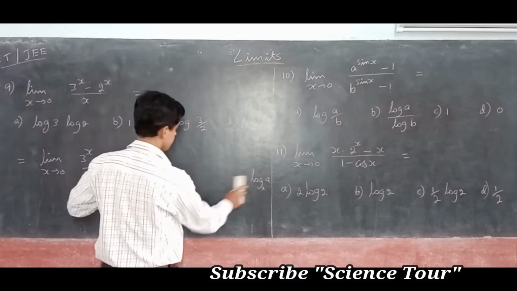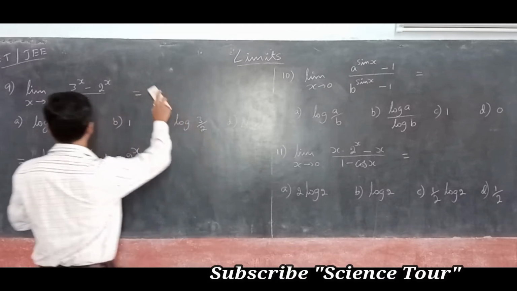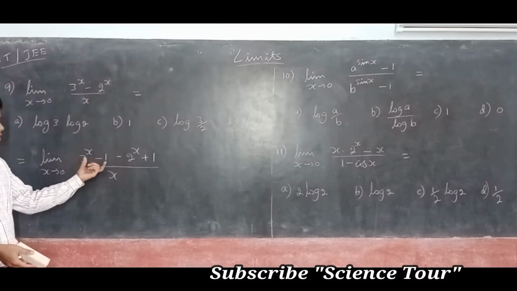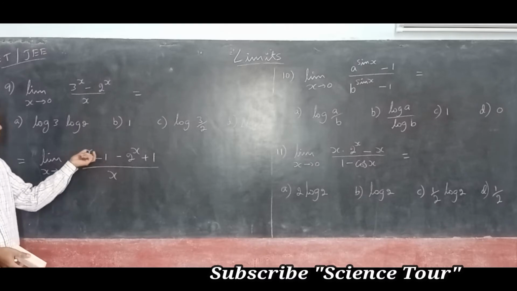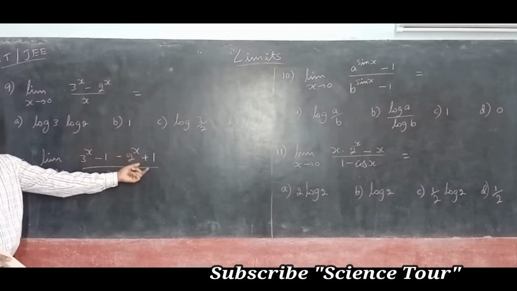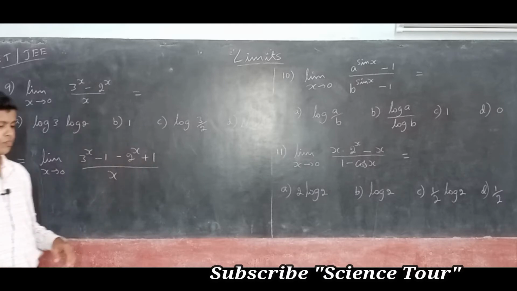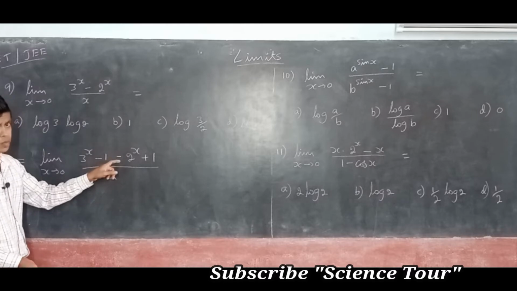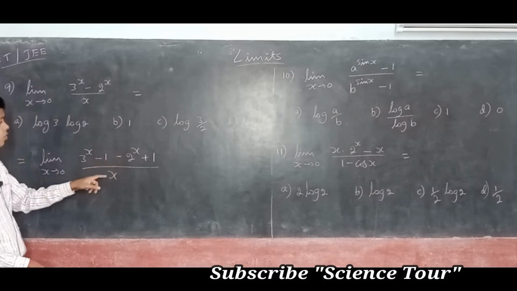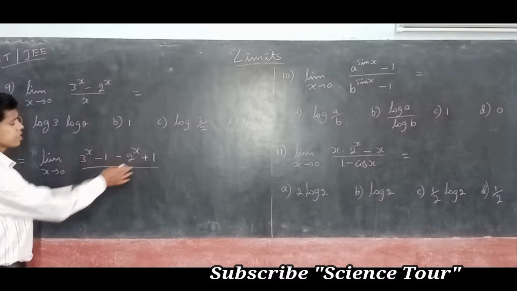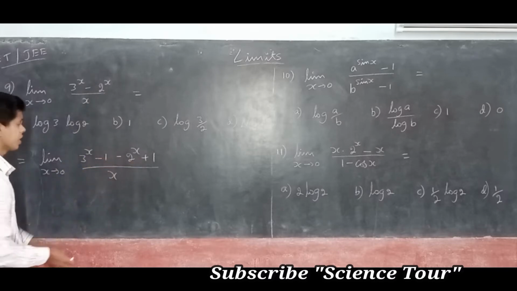So now what shall we do next? We need to have 3 raised to x minus 1 divided by x, and we need x there as well. So this is subtraction, this is not multiplication. You don't have to have one more x, so don't multiply by x and divide by x, don't do that. We can just separate it because it is subtraction there.